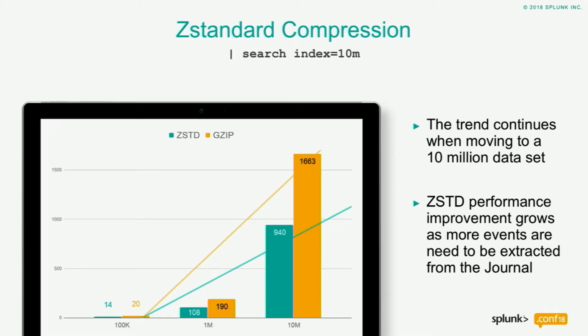And if we continue that up to 10 million events, we can actually see that gap continue to grow between the two algorithms, which makes sense, right? If the journals are smaller and easier to retrieve, the more times we need to do them, the faster our search will be, otherwise we'll be left waiting for data.